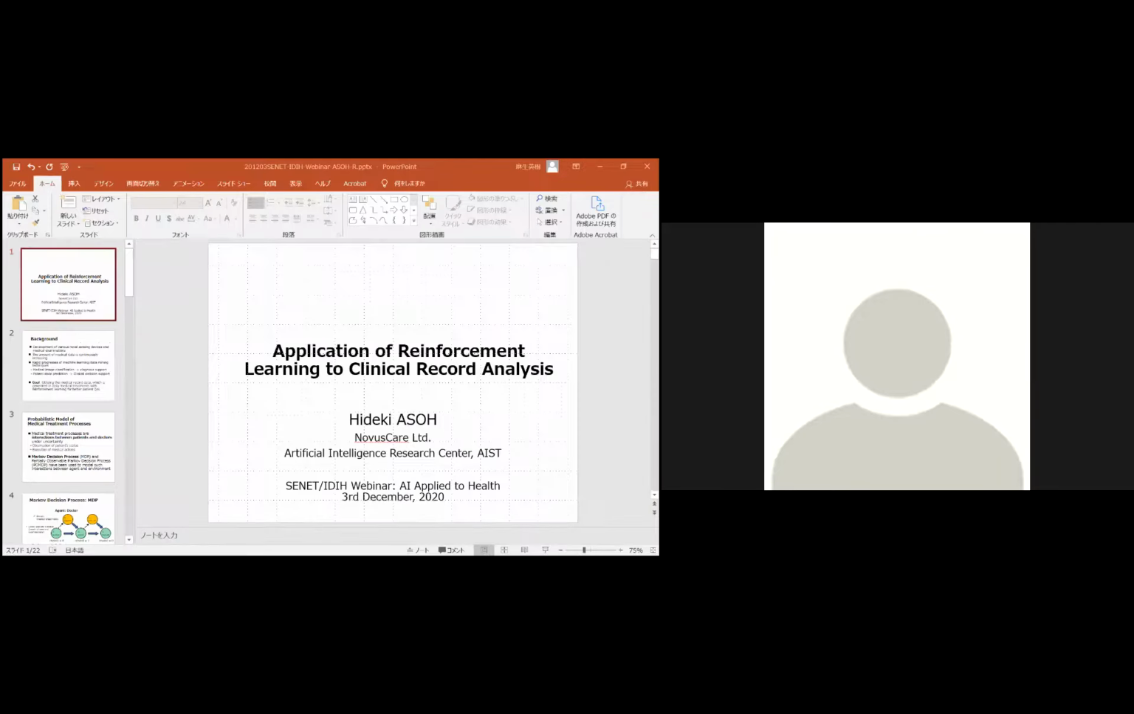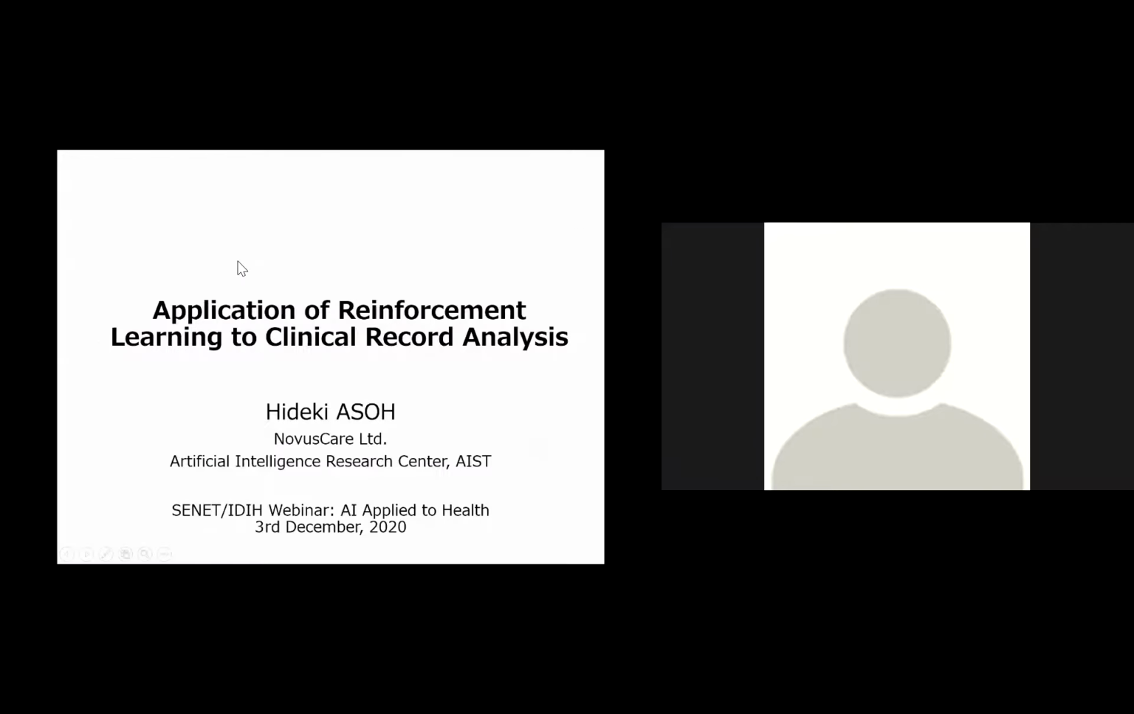Dr. Hideki Aso is director at Novacare Ltd. He's also principal research manager at the Artificial Intelligence Research Center of the National Institute of Advanced Industrial Science and Technology. That is one of the 3 major artificial intelligence labs in Japan. His research interest is in constructing intelligent systems that can learn from interactions with the environment, including humans. Dr. Aso will give us a presentation on the application of reinforcement learning to clinical record analysis. Dr. Aso, the floor is yours.